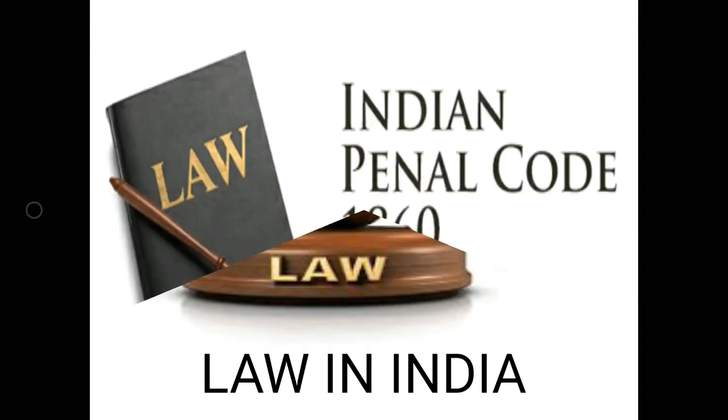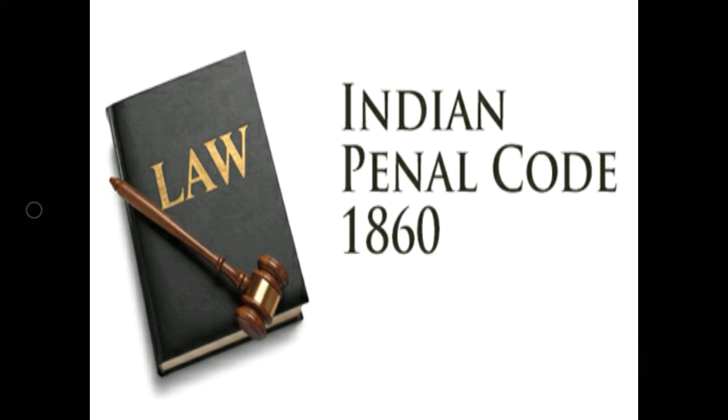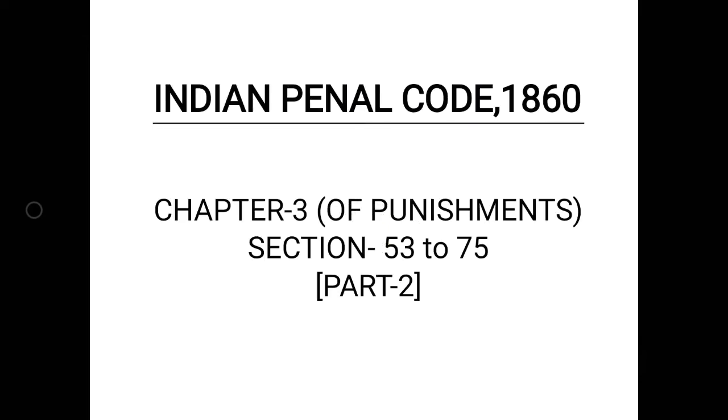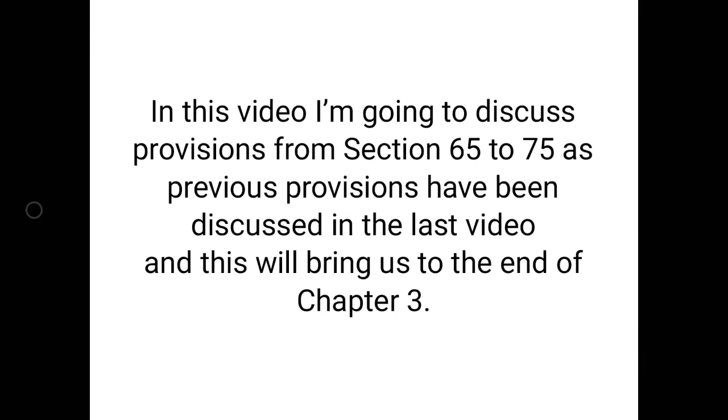Today this video is on chapter 3 of IPC, which covers section 53 to 75. Section 53 to 75 of this code tells us about the various kinds of punishments and other provisions related to them provided in IPC. I hope this video will be helpful to you. Indian Penal Code 1860, Chapter 3 of Punishments, Section 53 to 75. This video is part 2. In this video, I am going to discuss provisions from Section 65 to 75, as previous provisions have been discussed in the last video, and this will bring us to the end of Chapter 3.